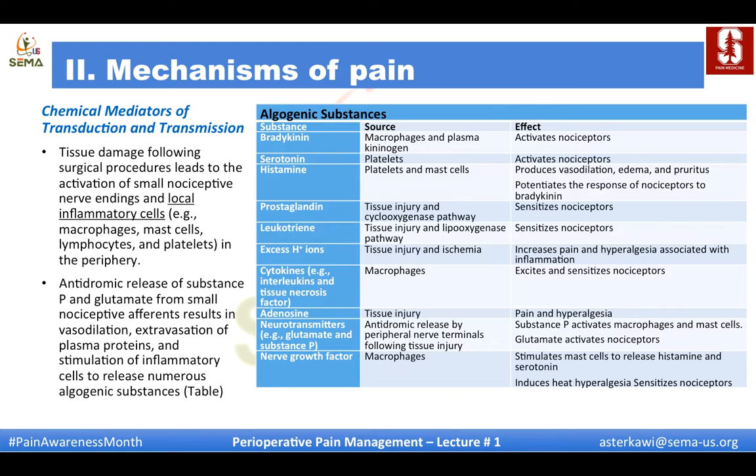Numerous algogenic substances. These are examples of algogenic substances. For example, bradykinin, which is released from the macrophage, and it activates nociceptors. Serotonin, histamine, prostaglandin, leukotrienes, cytokines, neurotransmitters, and nerve growth factors. And you will see, we are going to try to target these substances, antagonize them, to optimize pain management.